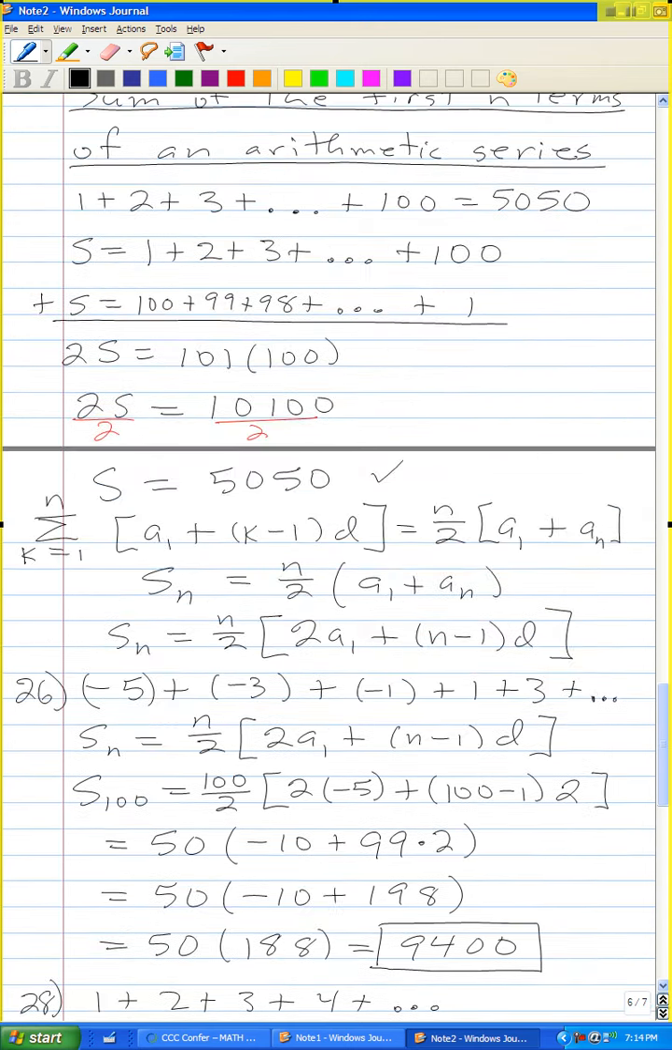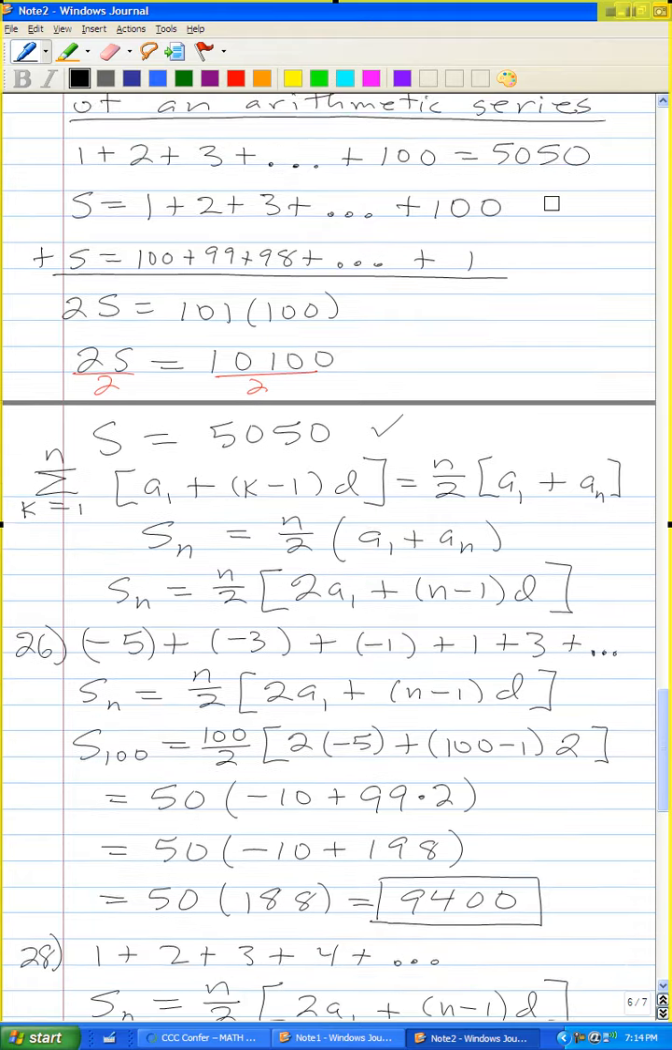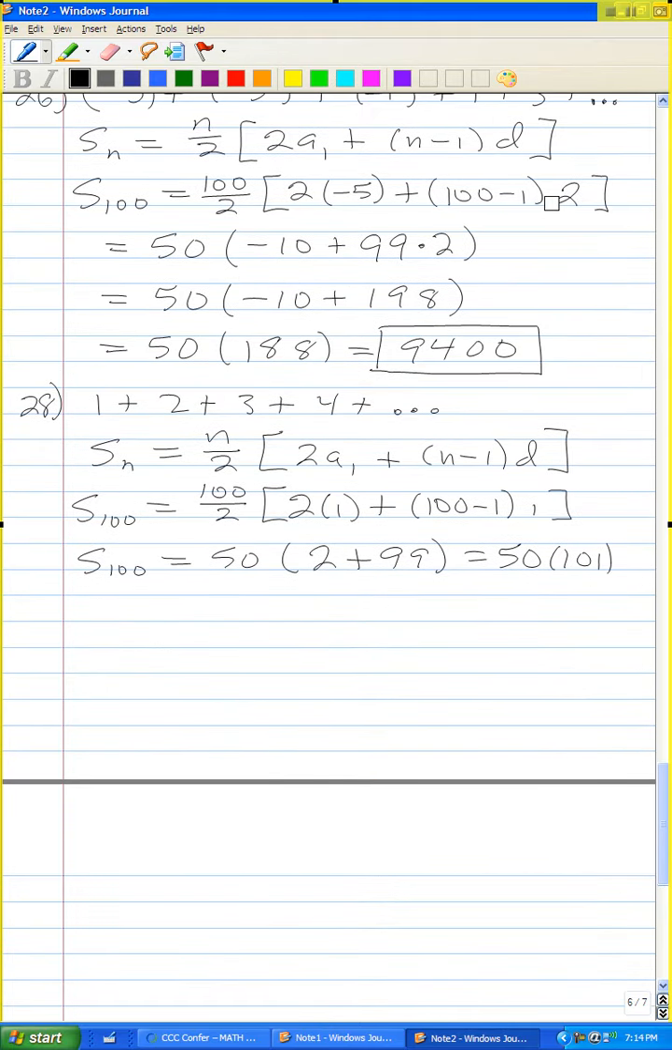That should look very familiar. The 50 times 101, which is 5,050. We got what Carl got when he was 9 years old. So we're as good as a 9-year-old now. Let's do problem number 30.